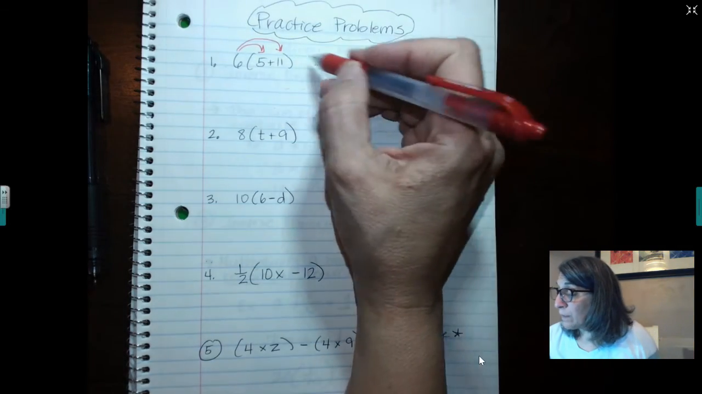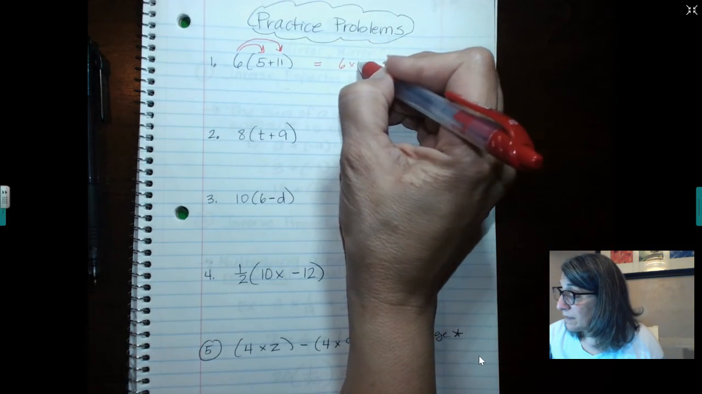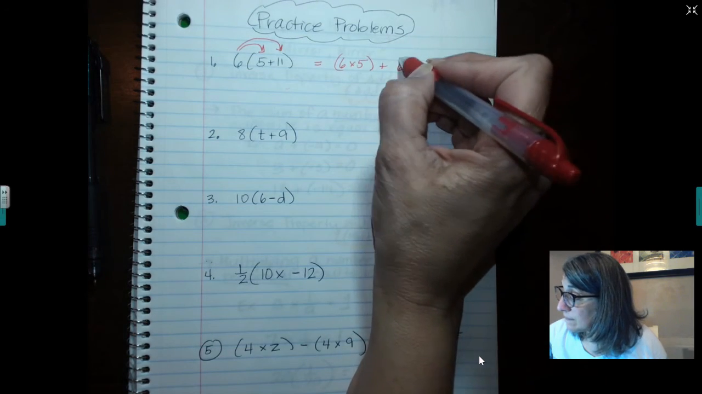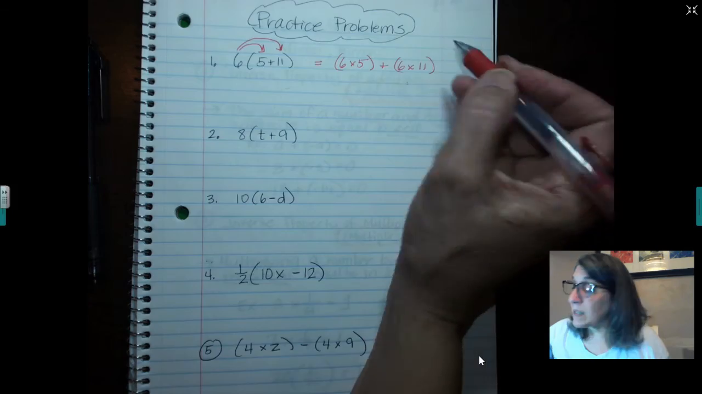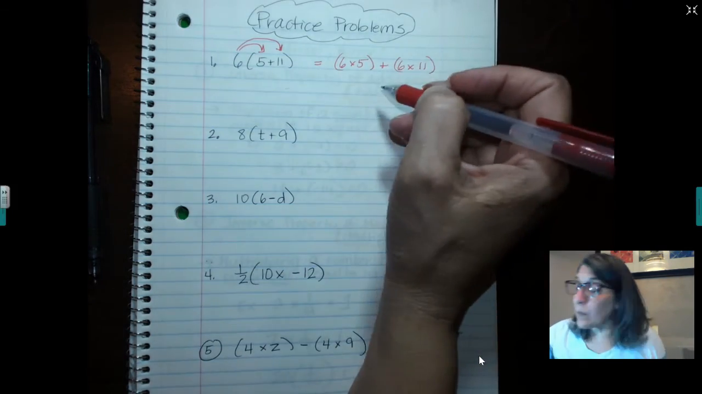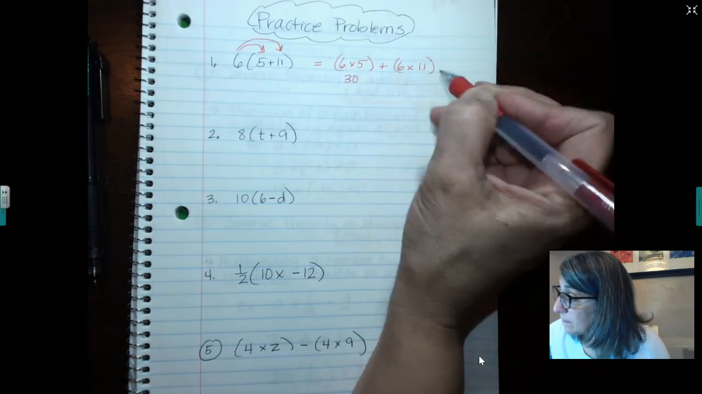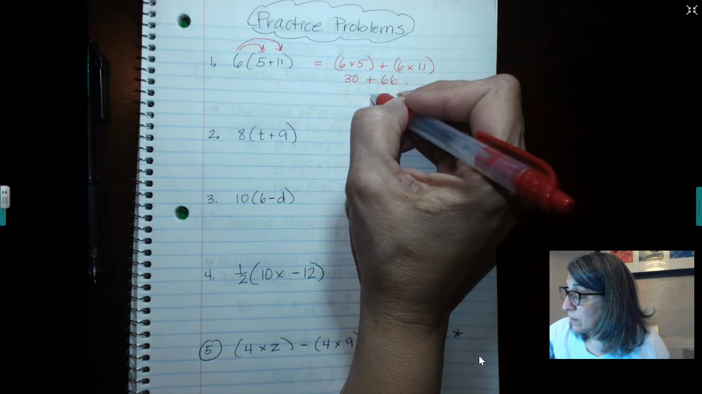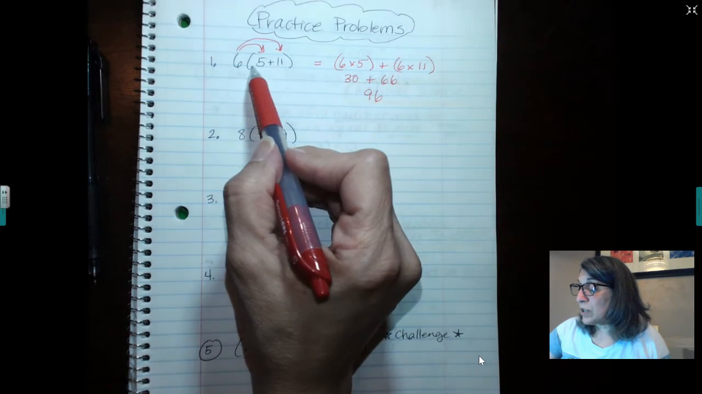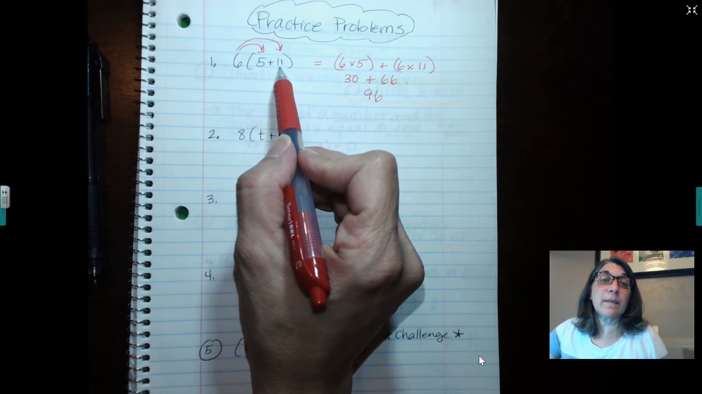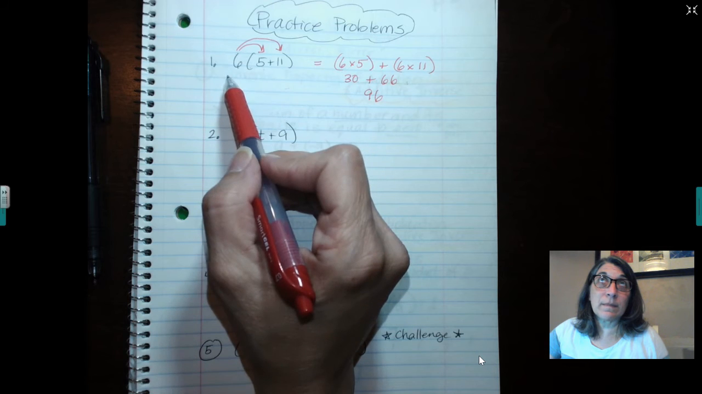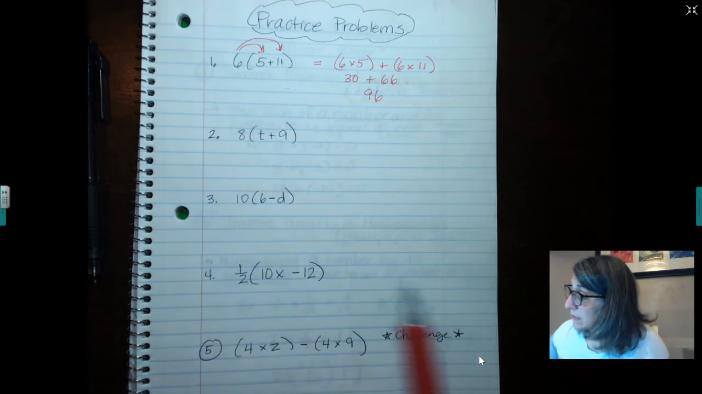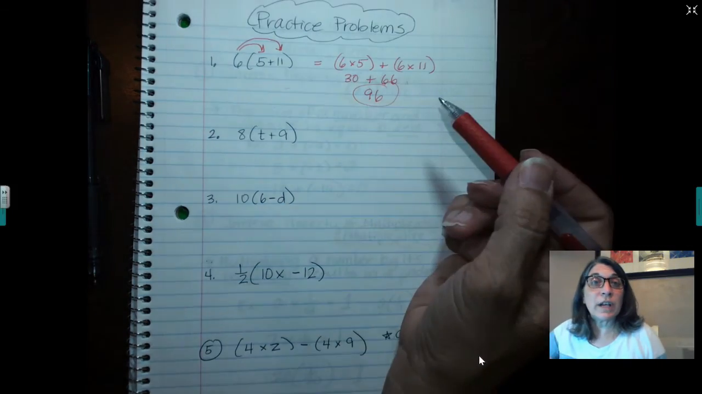Let's expand this out first, and let's do 6 times 5 plus 6 times 11. Okay. 6 times 5 is, I'm going to go ahead and evaluate it. 6 times 5 is 30, plus 6 times 11 is 66. So then my answer is 96, which if you were to do 5 plus 11 and do 16 times 6, is that right? 60, yes, and 36, that's 96. Okay, so you can check your answer.